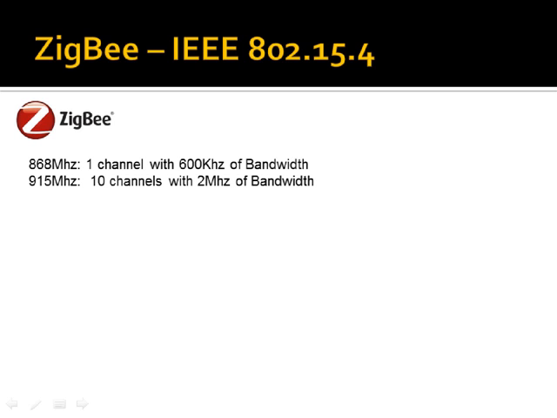We also define 10 channels in the ISM band at 915. Each of those has 2 megahertz of bandwidth associated with it. The one at 868 is just a single channel. And then at 2.4 gigahertz, we define 16 channels with 5 megahertz of bandwidth. Before we go any further, what can you tell me about the probable data rates between those 3? How would they probably relate?